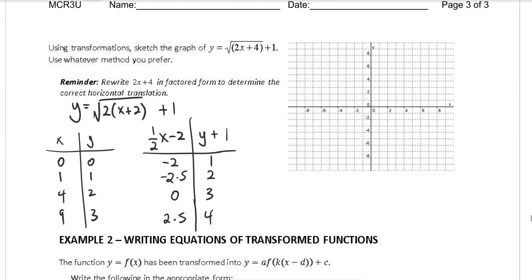And now I can plot my points, negative 2 and 1, negative 2.5 and 2, 0, and, looks like I made a mistake somewhere. This one here, 0.5 minus 2 is negative 1.5. Yeah, okay. Negative 1.5 is here, and 2, 0, and 3, 2.5, and 4. There we go. And there's my new transformed radical function.